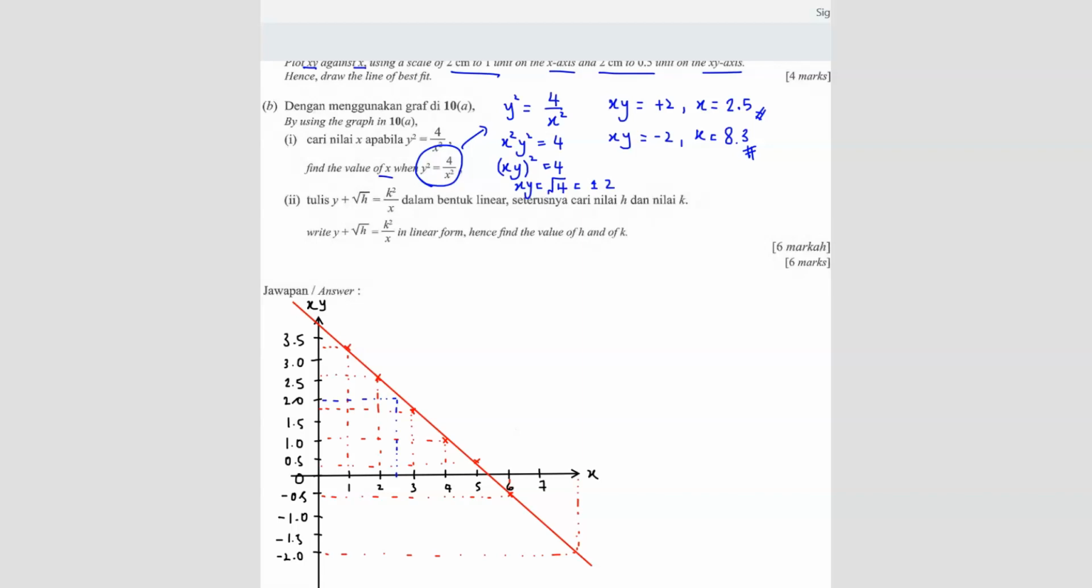Okay, now next question, the last one here. They gave you this. Okay, this one is what they gave you just now. They want you to write in linear form. So linear form means you have to follow this axis. Okay, so let's do that.